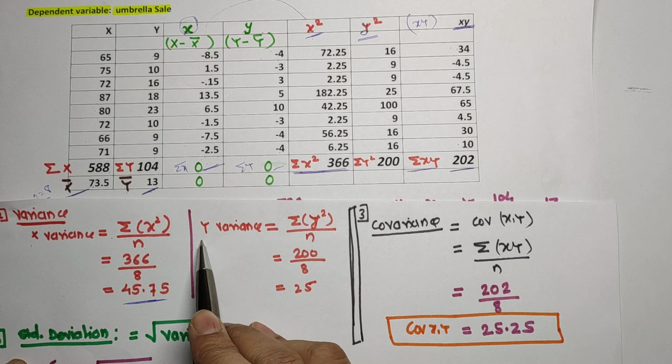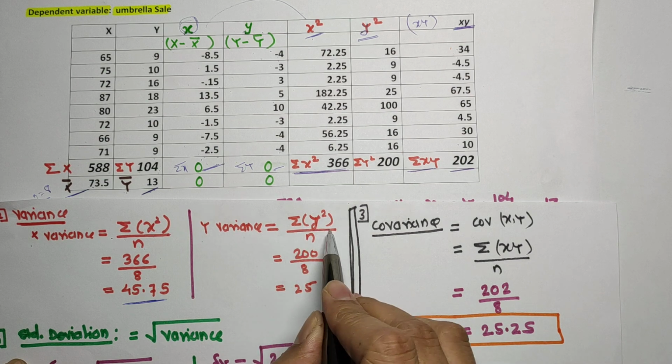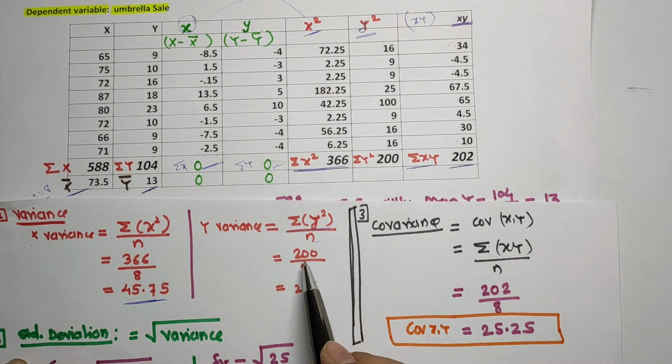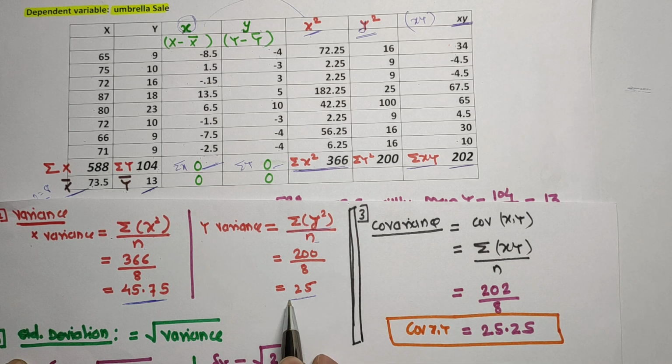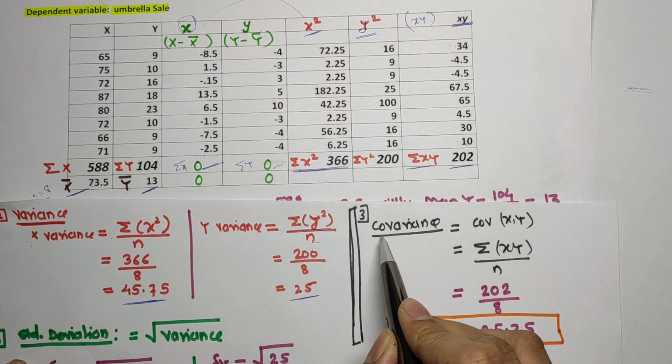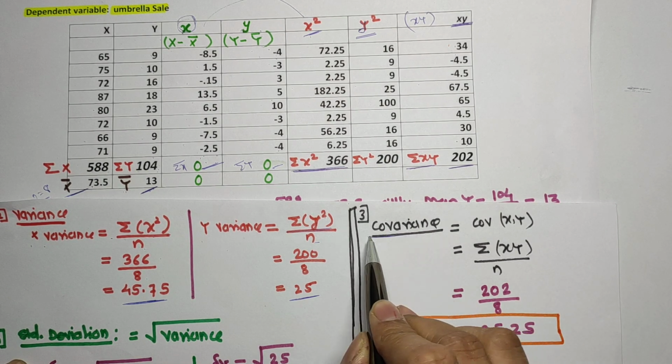What is the y variance? Similarly, it is the summation of small y square divided by n. So what is the summation of small y square? It is 200. So 200 divided by 8, you will get 25. So we have calculated the variance of x and variance of y. Now third, they are asking to calculate the covariance of xy.